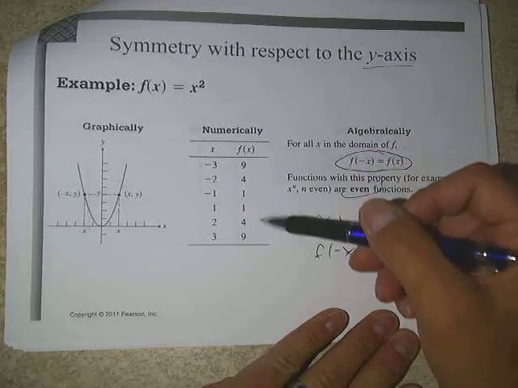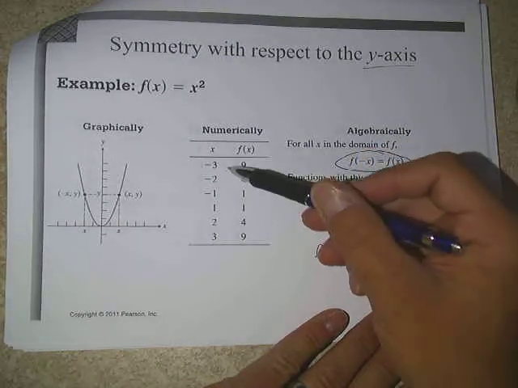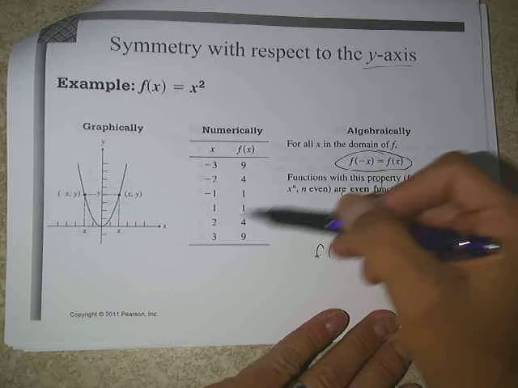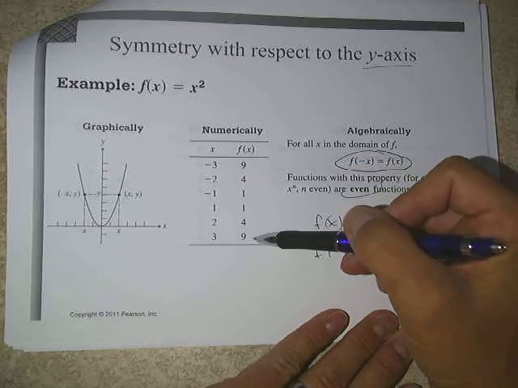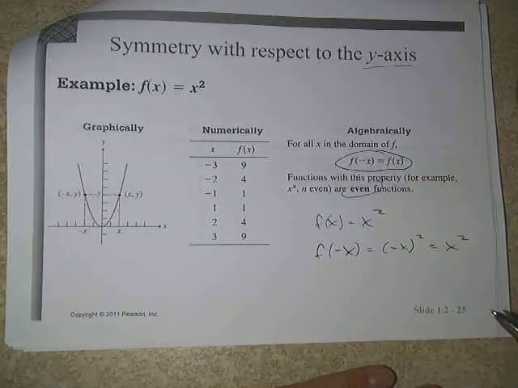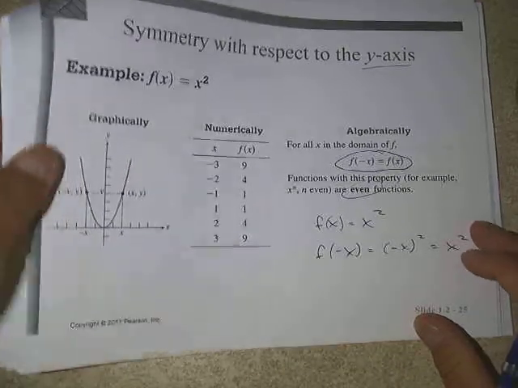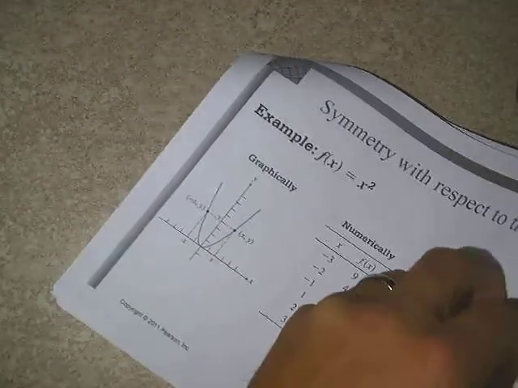And also, if you look at the table of values, the numerical approach, we can tell that this is symmetric because opposite x values give us the same what? Same y values. So opposite x's give us the same y's. Right?